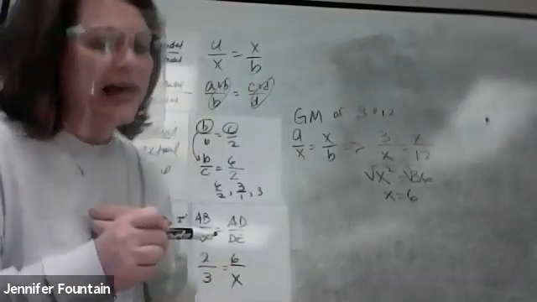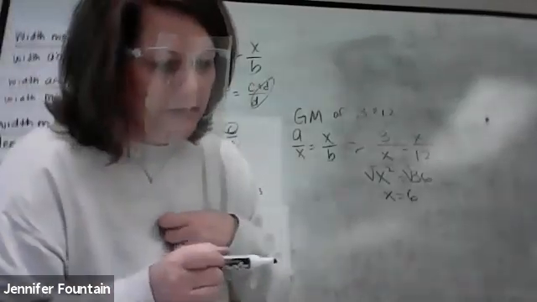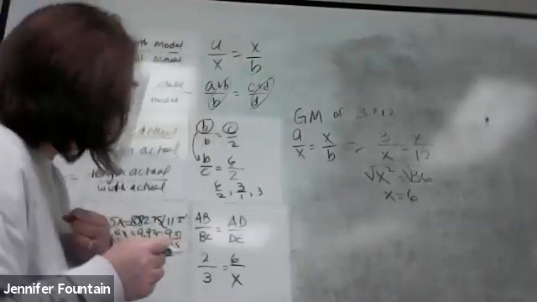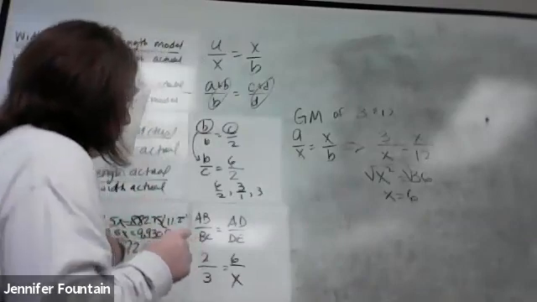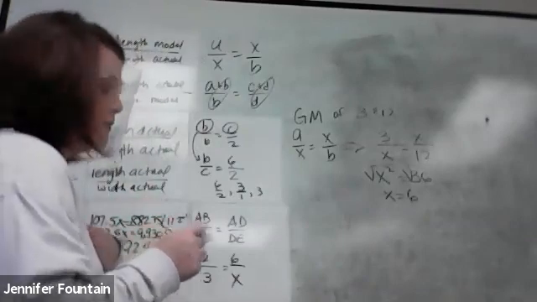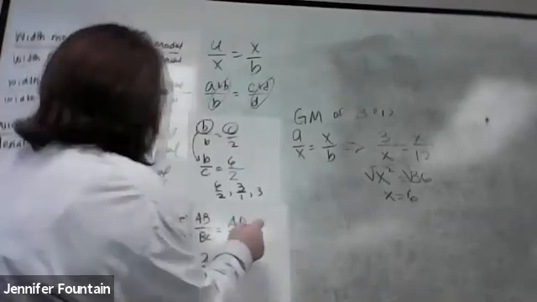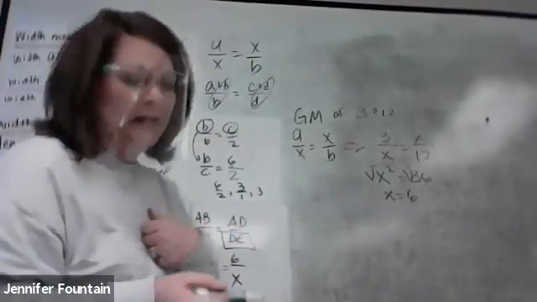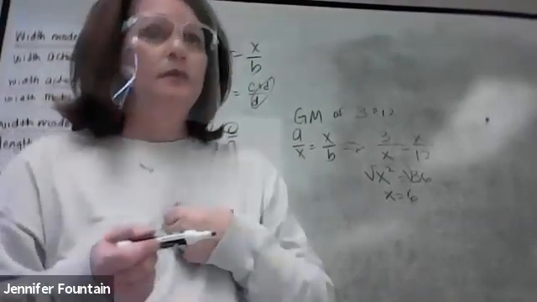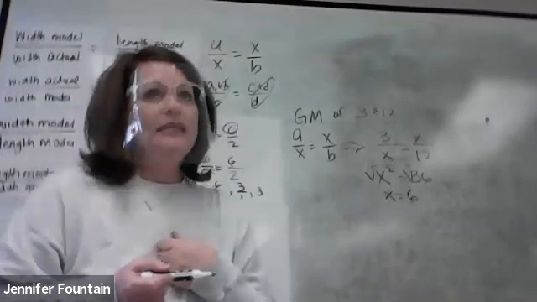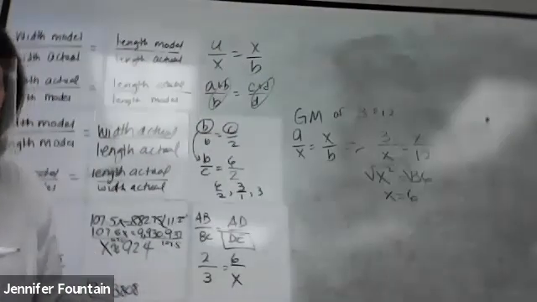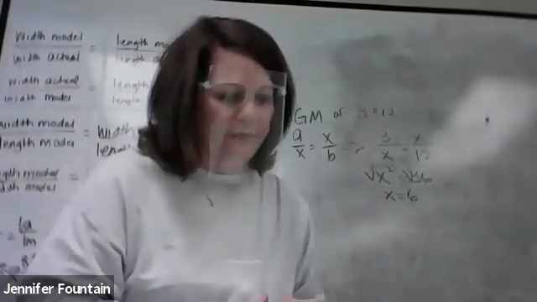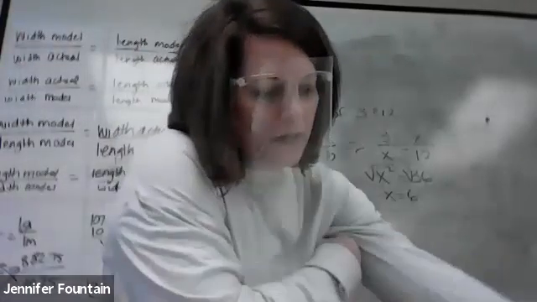So I know that whole side is 9. Not the whole side. I know DE is 9. So what is my whole side? Look at your picture. If we said that DE is 9, what is AD? AD is 6. So what's 9 plus 6? 15. So the whole measurement of A to E is going to be 15.